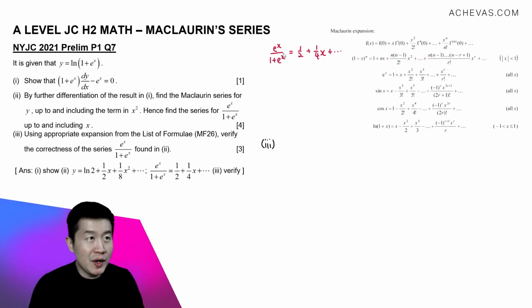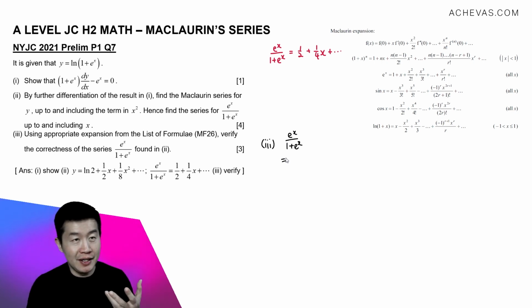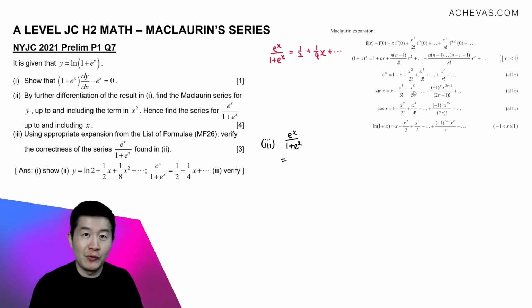And now in part 3, we are supposed to verify what we have found in the previous part. So I'm going to start with still e to the power of x over 1 plus e to the power of x. To verify this, the question actually gave us a hint: we are supposed to use the formula in our formula sheet. To use it, I'm going to retain this e to the power of x. As for the denominator, I'm going to rewrite it as 1 plus e to the power of x, to the power of minus 1.